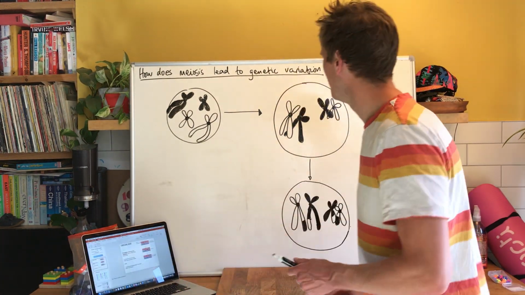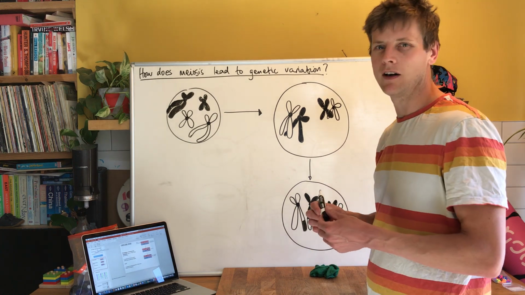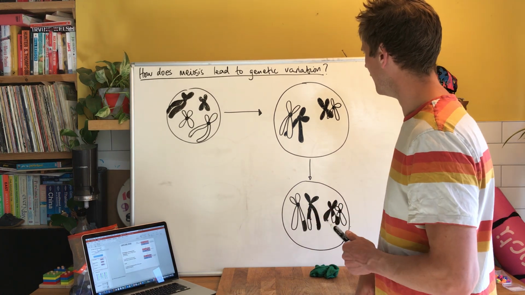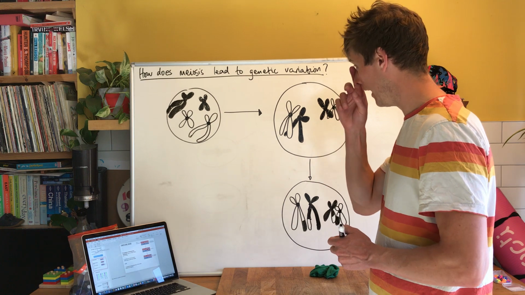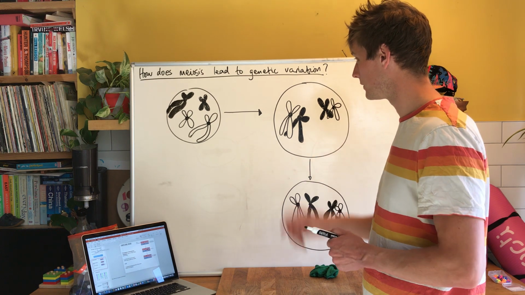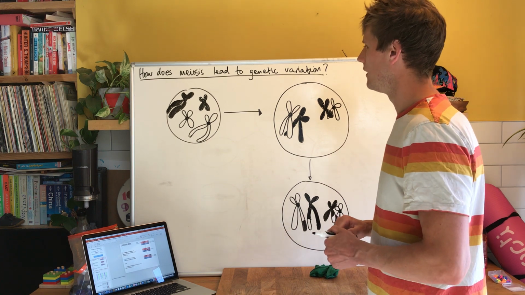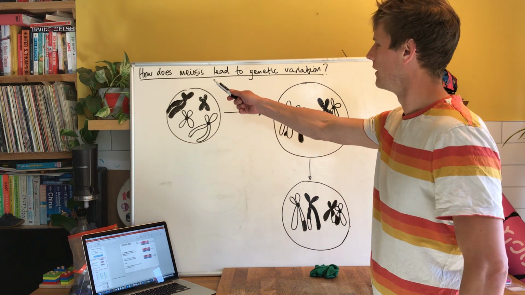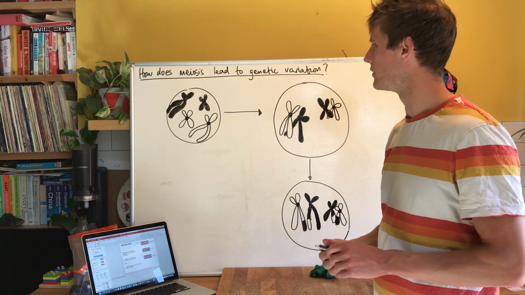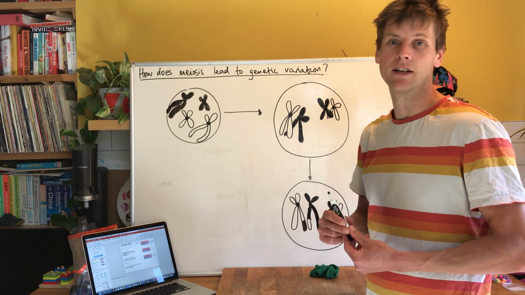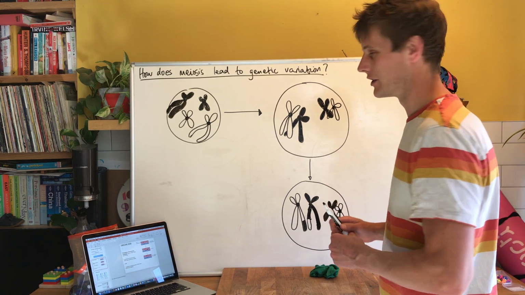Oh yeah, back again. This is the second part of the meiosis explanations. We're starting to look now at the importance of meiosis, and specifically trying to answer this question: how does meiosis lead to increased genetic variation?